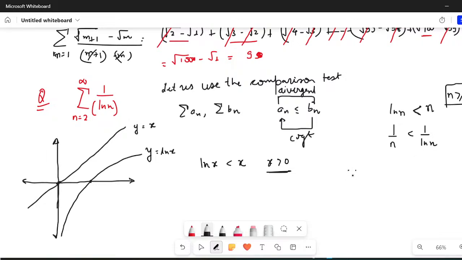Now since summation 1 upon n is divergent, it implies that summation 1 upon ln n is also divergent. Please let me know in the comment section whether you have got it or not. If you have not got it, I'll revise it for you. If you've got it, I'll move to the next problem. So we'll keep it dynamic.